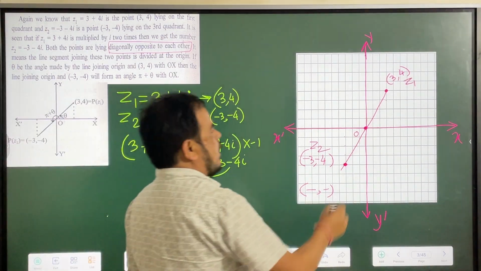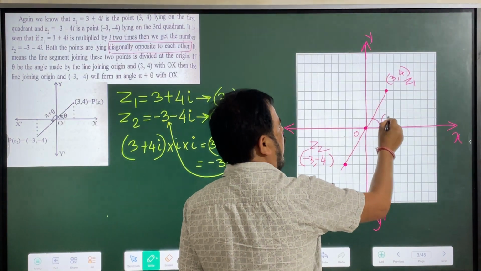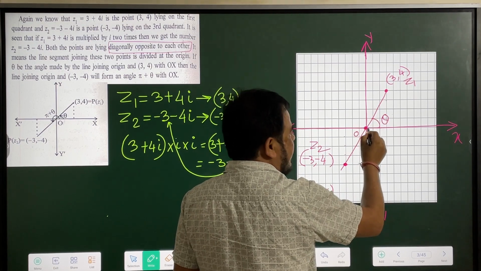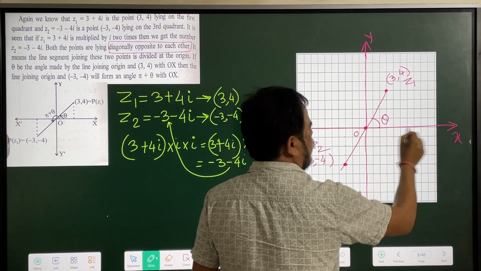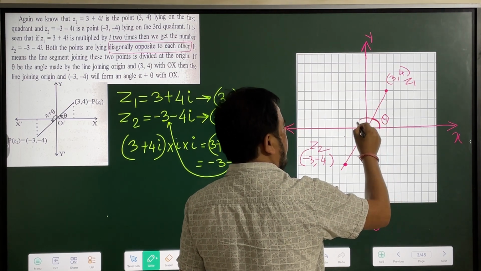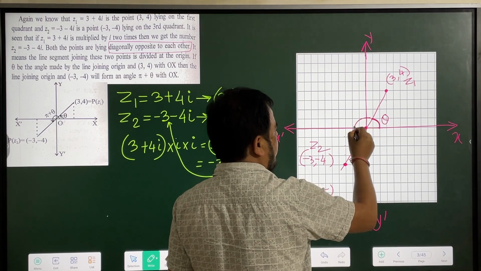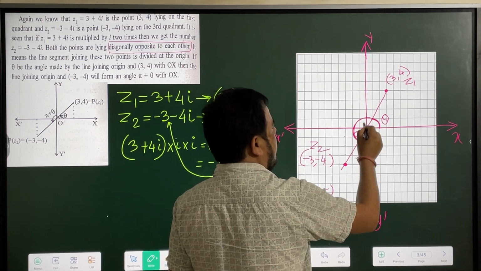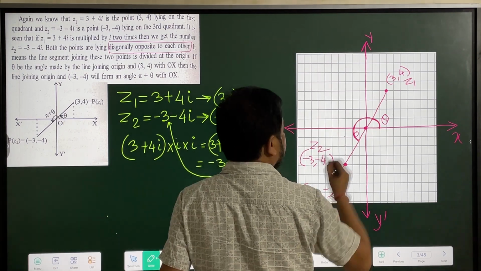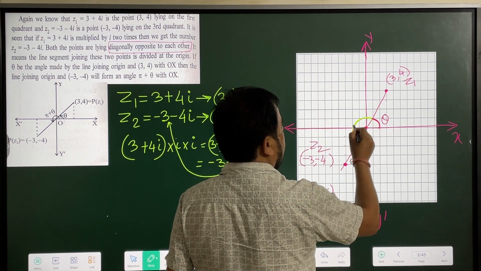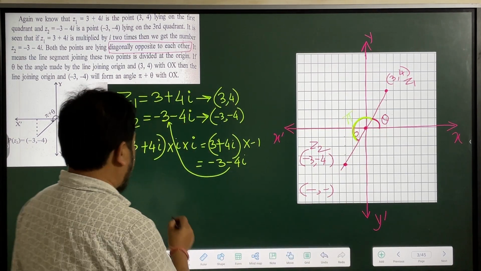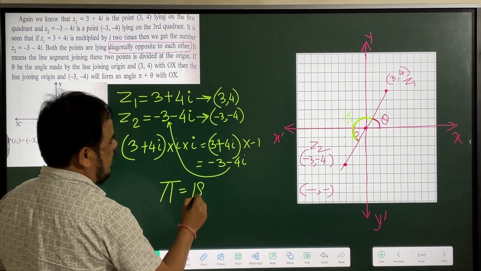Okay. Now this is the angle, suppose theta. This line segment is making an angle of theta with the x-axis. This is the x-axis, this angle is theta. So here to here how much? Look what I am drawing. Here to here. How much? It should be pi. Pi means what? 180 degree. That we got already.